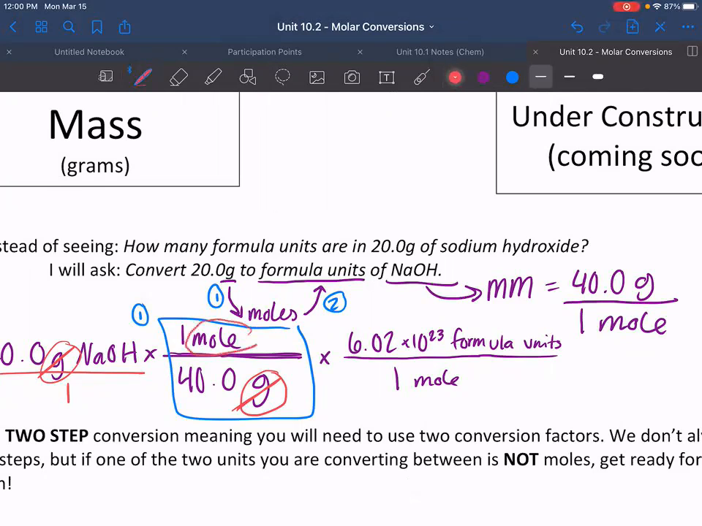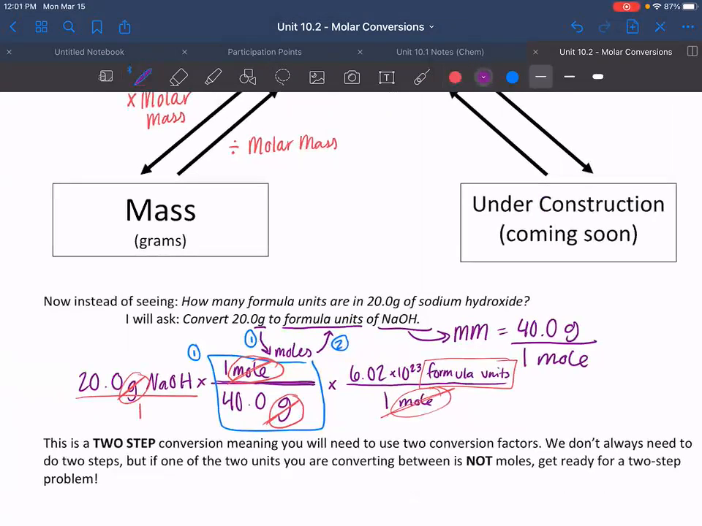Now, the moles from the molar mass cancel out with the moles from Avogadro's number, and we are left with our target unit of formula units. So if you multiply this out, you'll get the same thing that we got for 6, but I wanted to show you the math behind it. So this was an example of a 2-step problem.